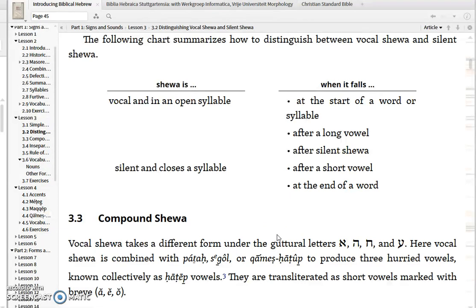And I wouldn't bother memorizing the rules at this point. I think that as we go along, you'll start to recognize that, well, this needs to be silent, this needs to be vocal, although there are certain situations where it is unclear.